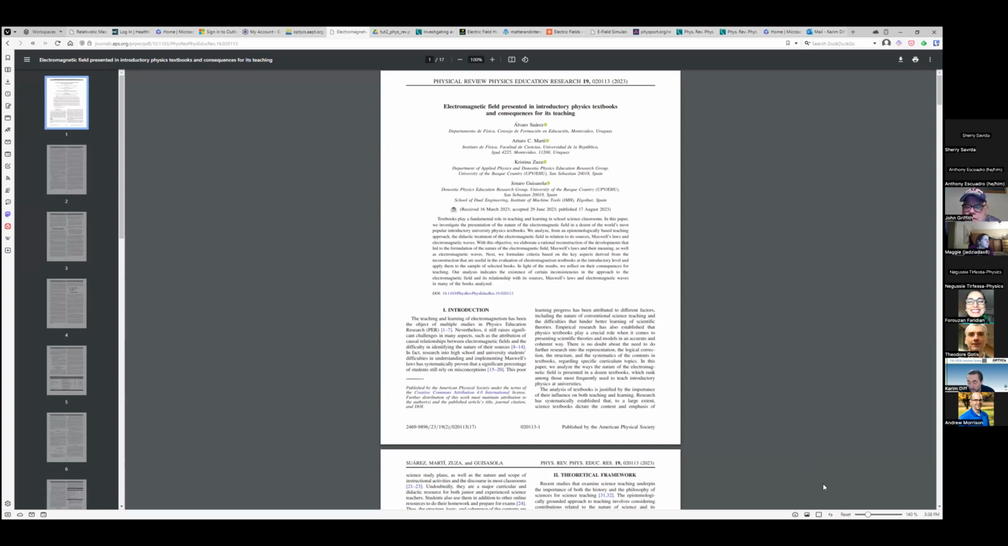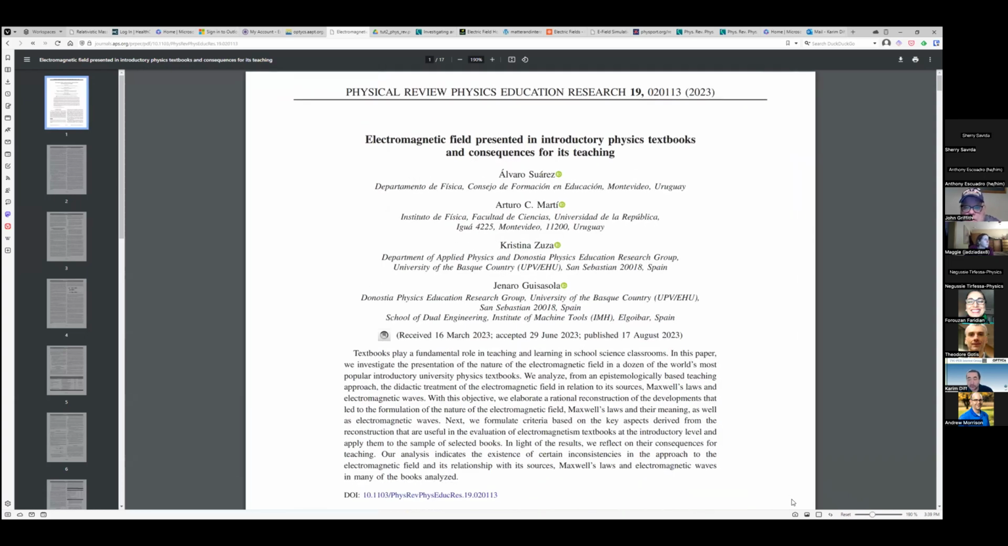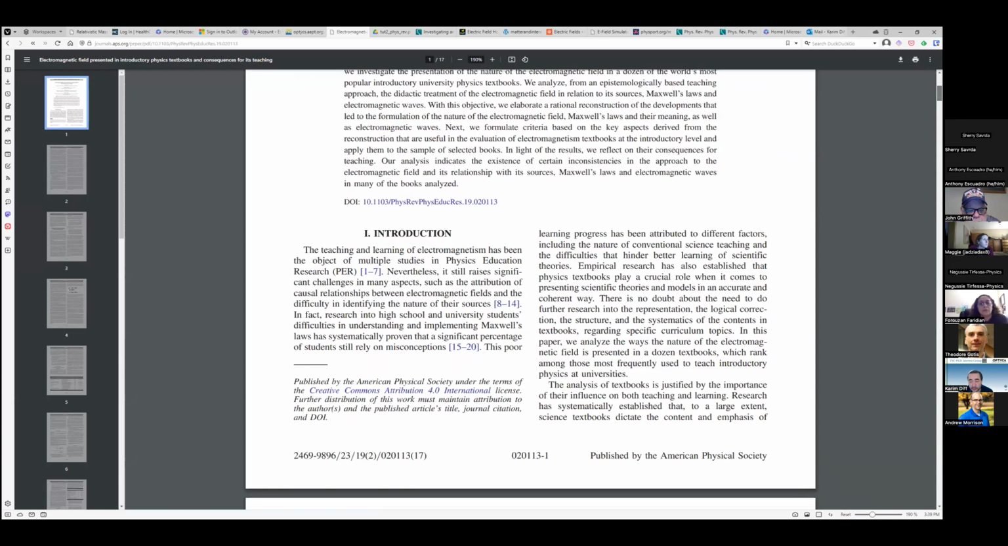Yeah, I need to make it a little bigger. So this study took a bunch of standard textbooks, introductory physics textbooks. They're a group of four faculty from Uruguay and Spain. What they did is they were interested in the way textbooks were presenting the whole theory of electric and magnetic fields.